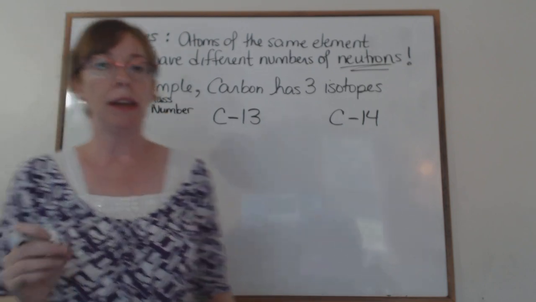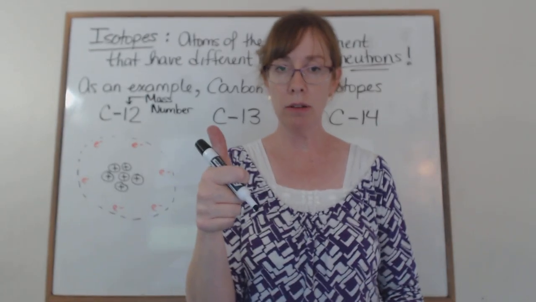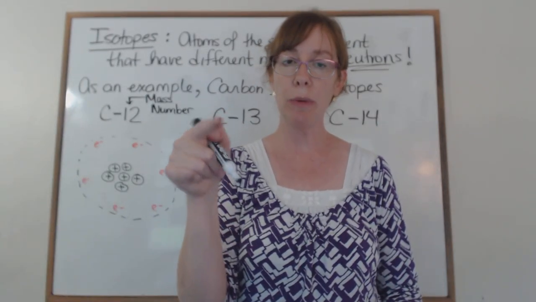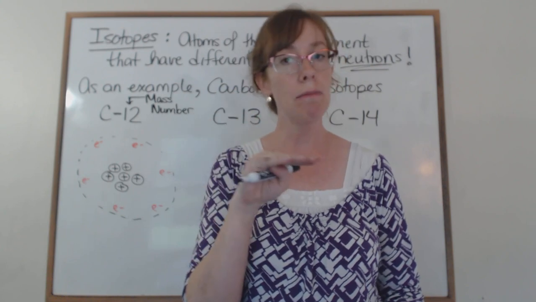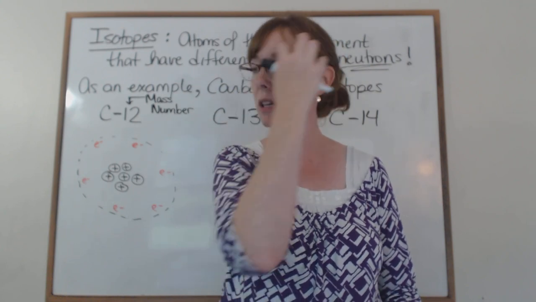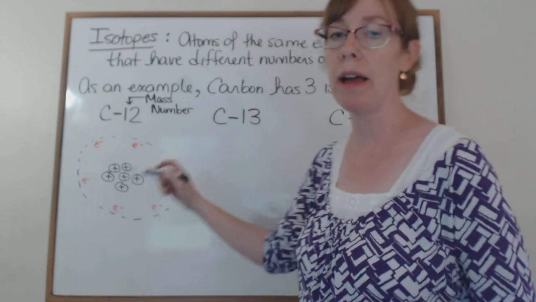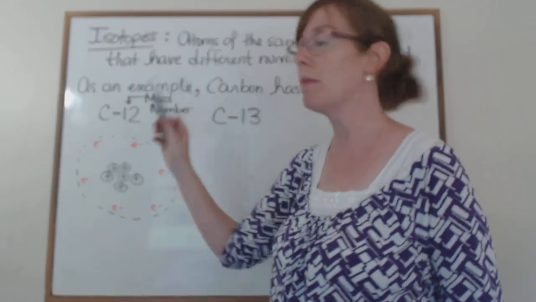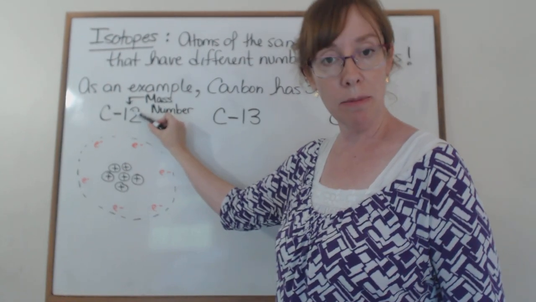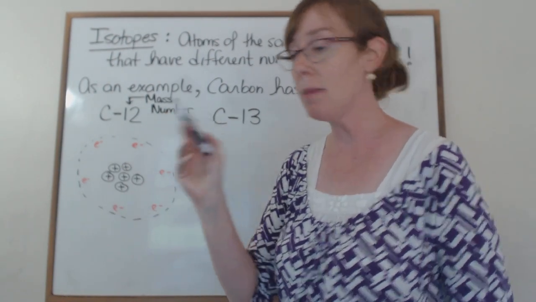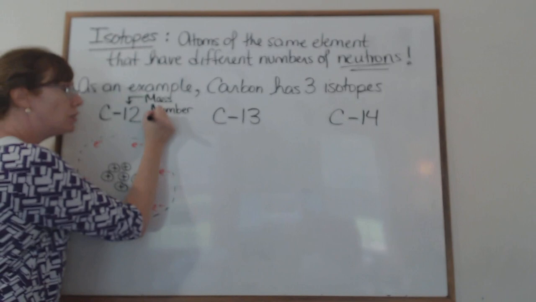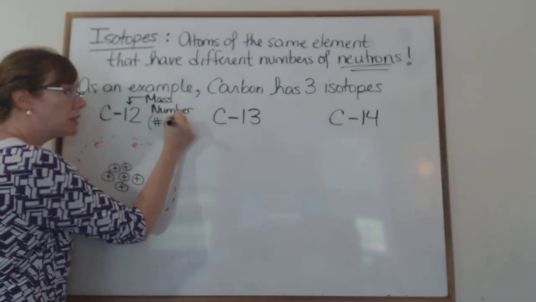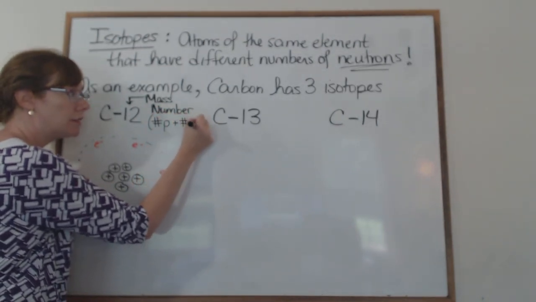You have to be careful because we've had atomic number, atomic mass, and now we have mass number. But you can't mix and match those words. It's actually very important that you keep them clear in your mind. That's why note taking is so helpful, because writing it is sealing it in your mind. That is the mass number of this isotope. And what a mass number is, is very simple. It's just the number of protons plus the number of neutrons.